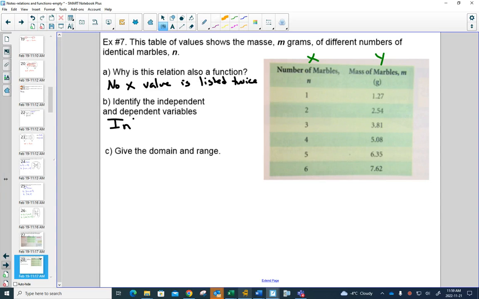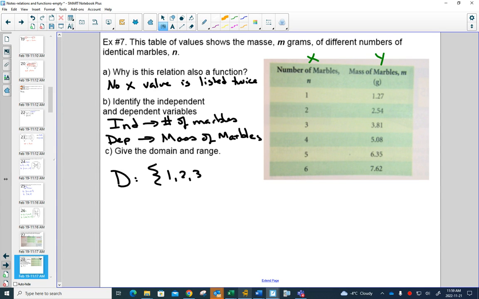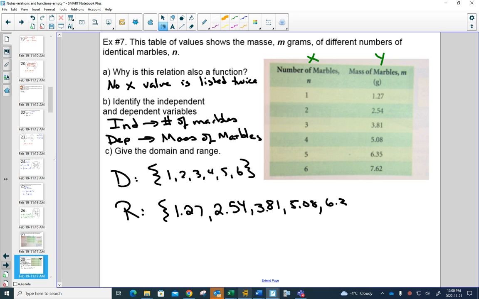The independent one is the number of marbles, and the dependent one is the mass of the marbles. Domain and the range. Oh my goodness, too many decimal places. I'm not writing those ranges.